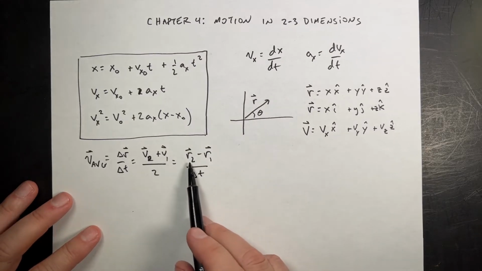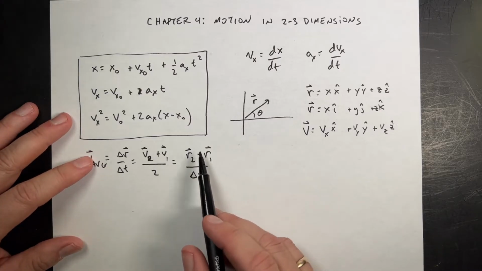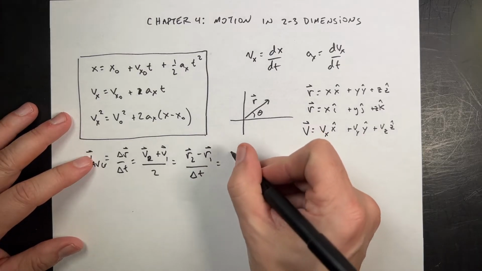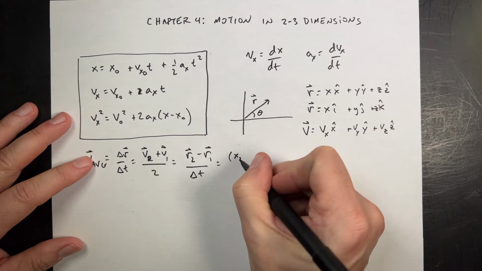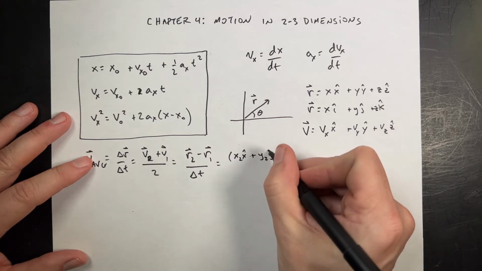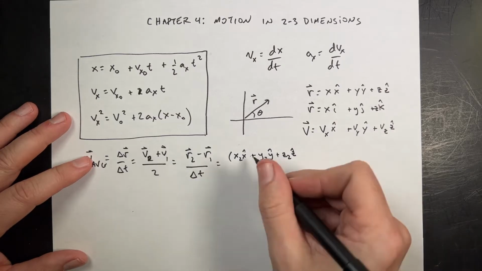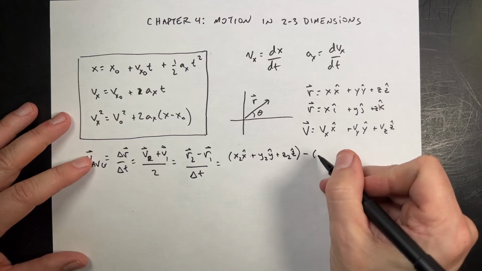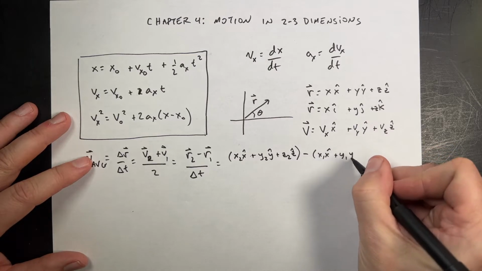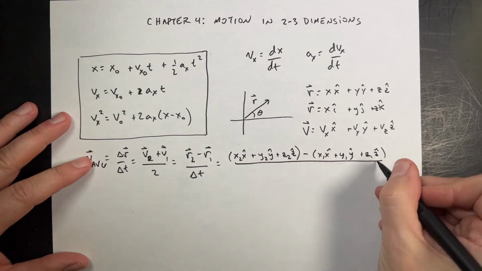And let's just write this out so you can see that it's the same thing, right? If I write r2 and r1 as x1, y1, z1, x2, y2, z2, this is going to be x2 x hat plus y2 y hat plus z2 z hat. That's r2 minus x1 x hat plus y1 y hat plus z1 z hat. All of that divided by delta t.